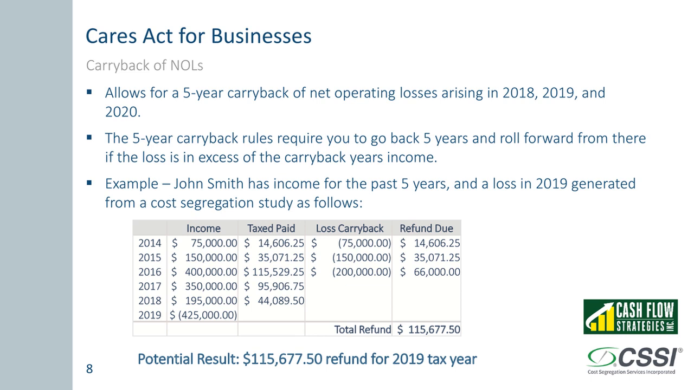So not only does he not have to pay the tax in this year, he can file for almost $116,000 of refund in that year. How many people would not want to be able to do that? And it helps make cost segregation a no-brainer for property owners in 2020.